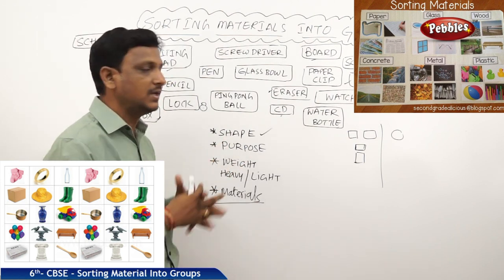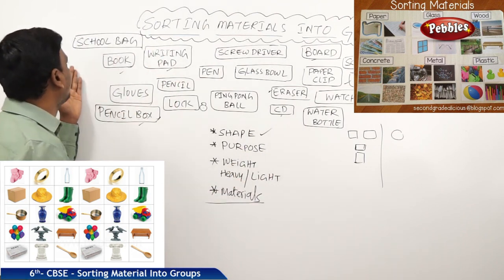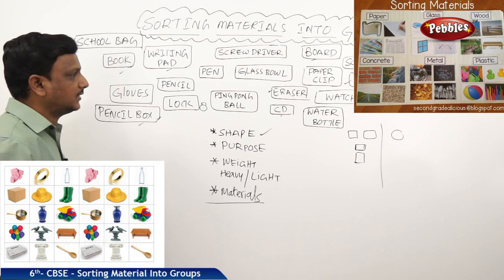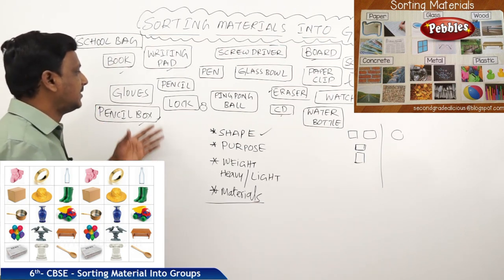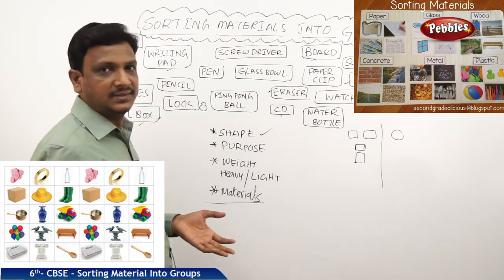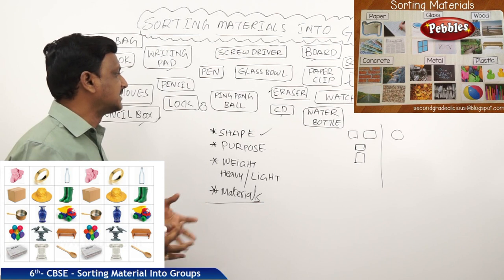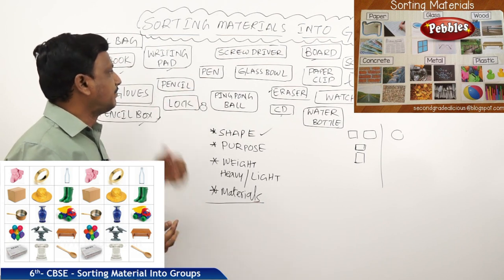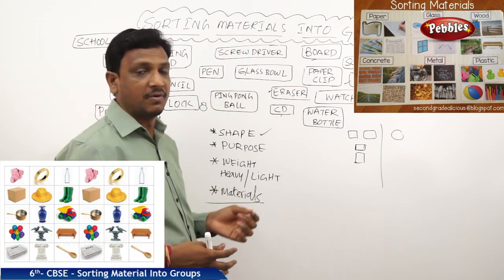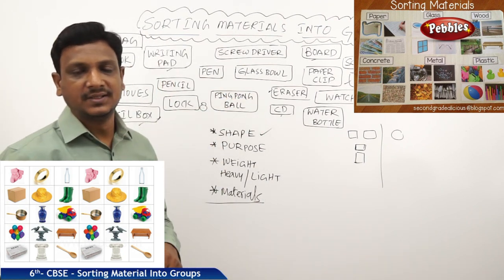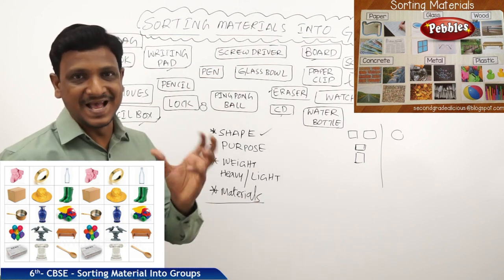Now you can draw a table and write each object and what material it is made up of. You can write the pencil box made out of plastic. Take the lock, made out of metal, either steel, brass or iron. You can take a pen, it's made up of plastic. Eraser, it is made up of a material called rubber, right? And a glass bowl is made up of a material called glass.